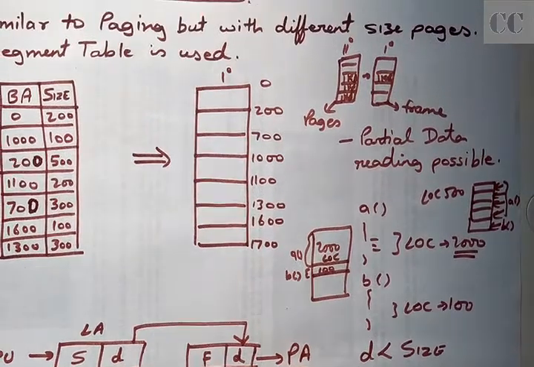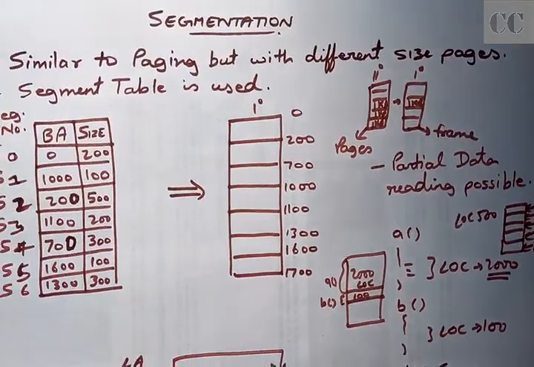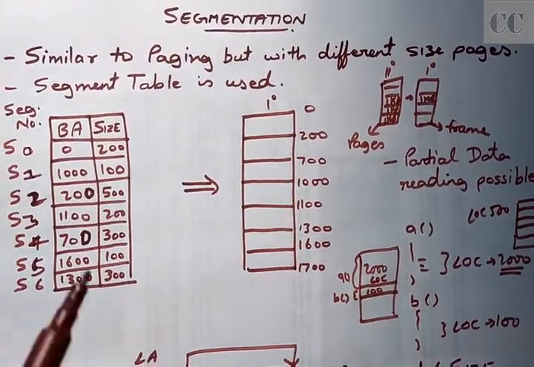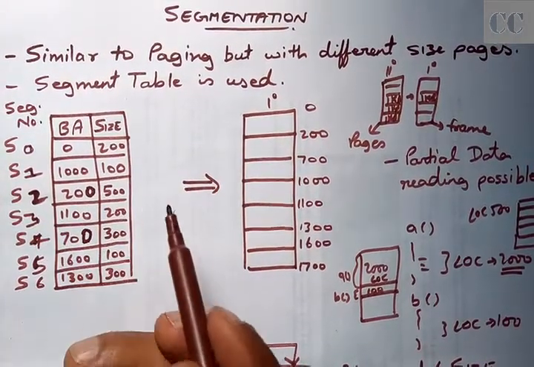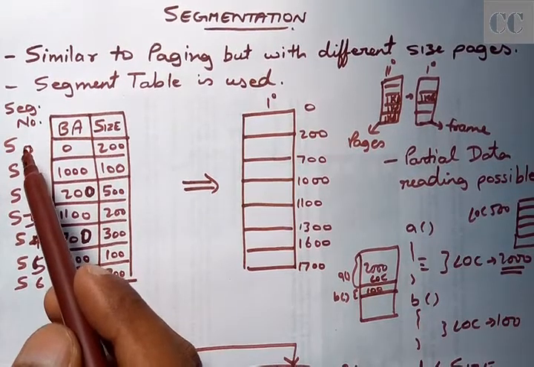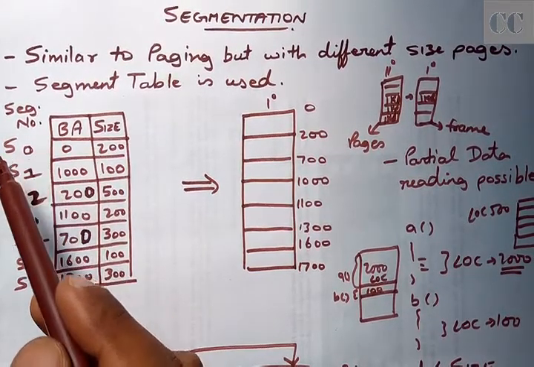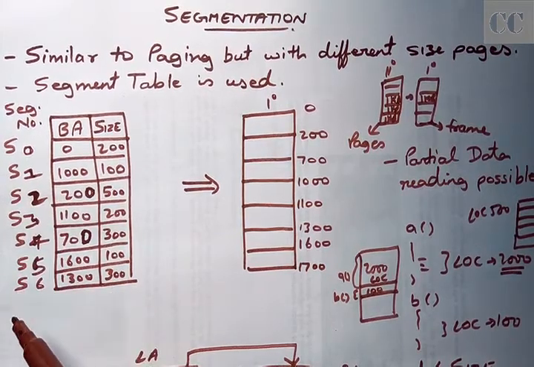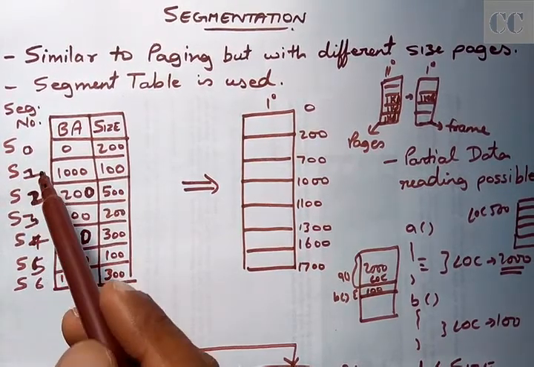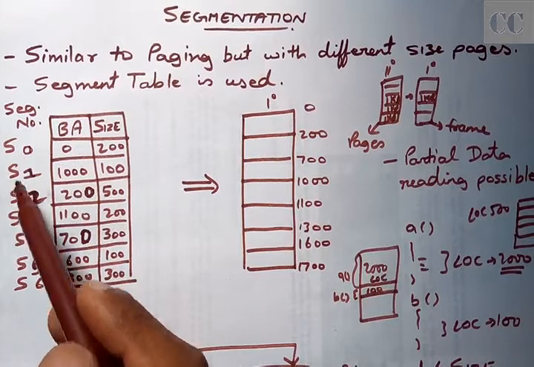So similarly, here in segmentation also we are using a table which is called the segment table. Okay, the segment table is used. Now a segment table consists of three columns, the first of which has the names of the segments. Here, for example, we have allocated S0 to S6, so these are the names of the segments, and a segment can be identified with the help of these names.